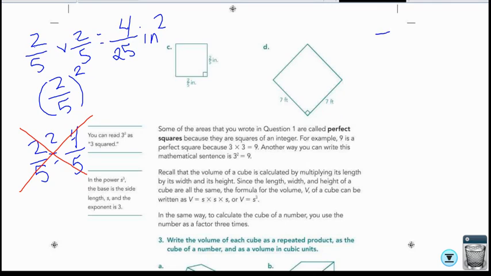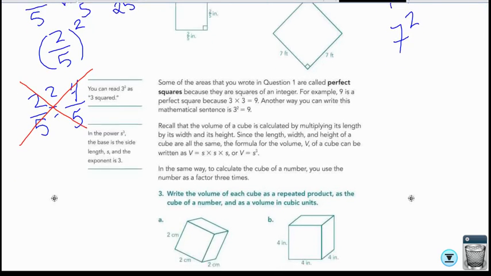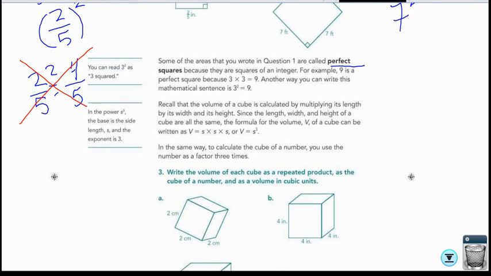B would be 7 times 7, which is equal to 49 feet squared. But it could also be 7 squared, which is equal to the same thing. In 8th grade, right here it's talking about perfect squares. Those are squares of an integer, like 2 times 2 is 4, or 3 times 3 is 9. So when you get to 8th grade, those are called perfect squares, but that's not a vocabulary word that you need to remember right now.